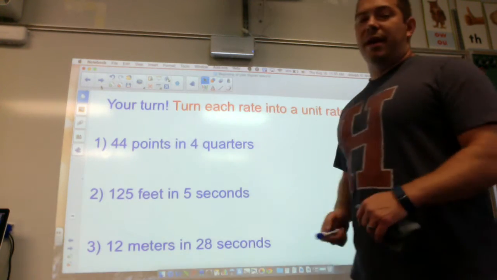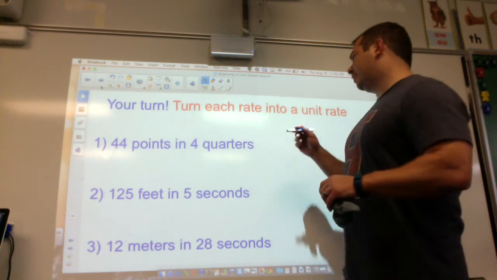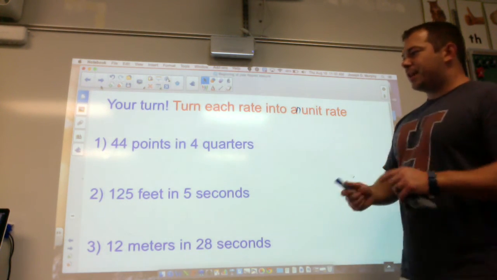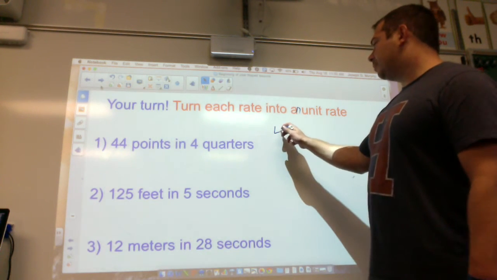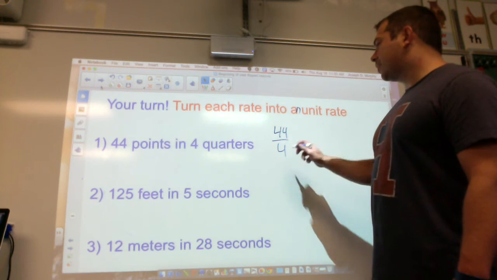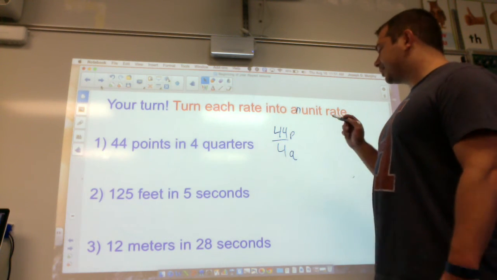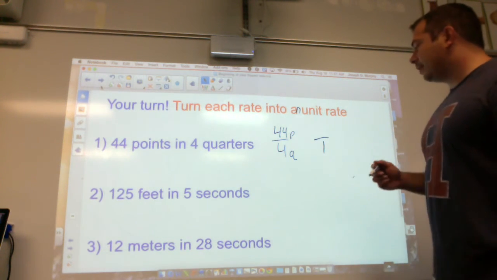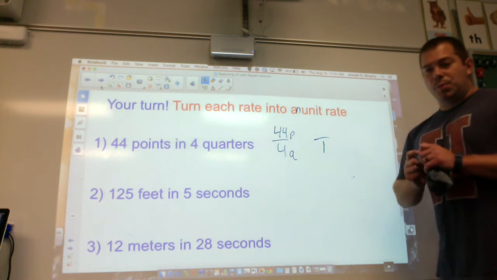Alright, so your turn now. You have to turn each rate into a unit rate. And unit rate, right? That would be the proper way. So right here you have 44 points and 4 quarters. I'll start the first one for you. It would be 44 over 4. Don't forget to label: 44 points and 4 quarters. You have to turn this into a unit rate, so you know you're going to have a 1 on the bottom. And 4 divided by what equals 1? Do it to your numerator as well.